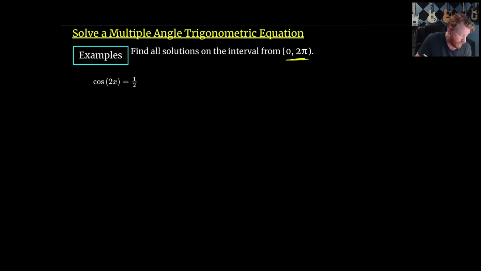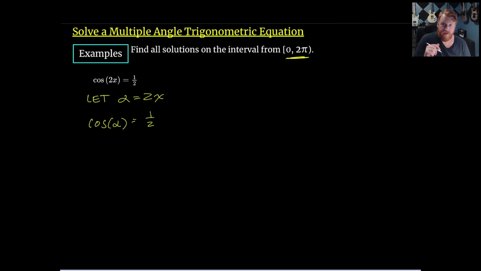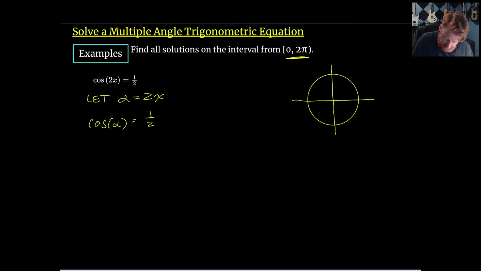Okay, so what we're going to do here is make a substitution, and we're going to let alpha be equal to 2x, just so I can rewrite this as cosine of alpha equals 1/2. All right, now that we have cosine of alpha equals 1/2, we can go ahead and put in our unit circle so we can figure out what this value is. You either know it already or you're like me and just need to figure out what it is.